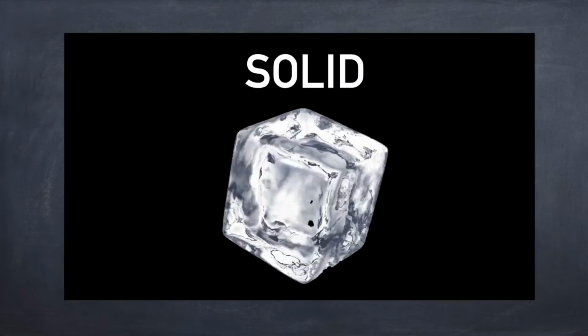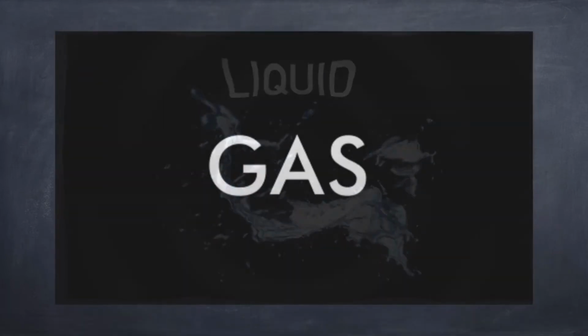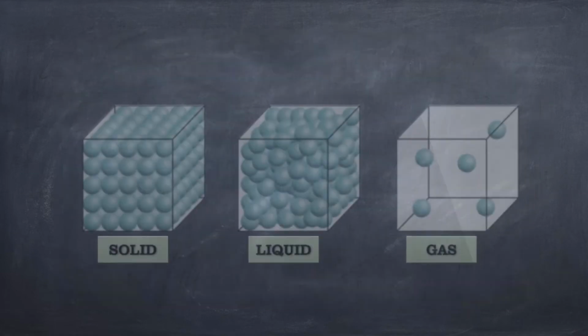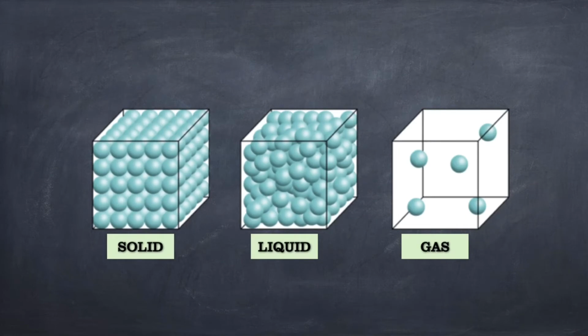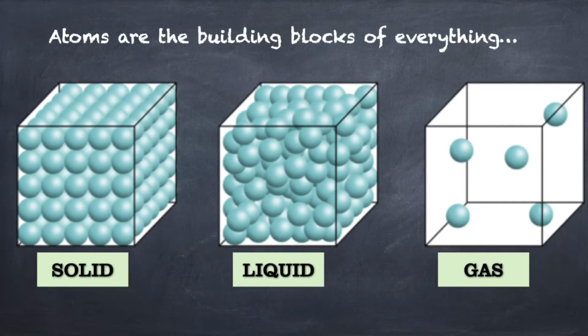In our previous classes, we have already studied about the three states of matter: solid, liquid, and gas. Now, if we take these three states of matter and zoom in many times, so much so that we are able to look at the individual particles that make up these states of matter, we will be able to understand that atoms are the building blocks that make up everything. That means they make up all these states of matter.